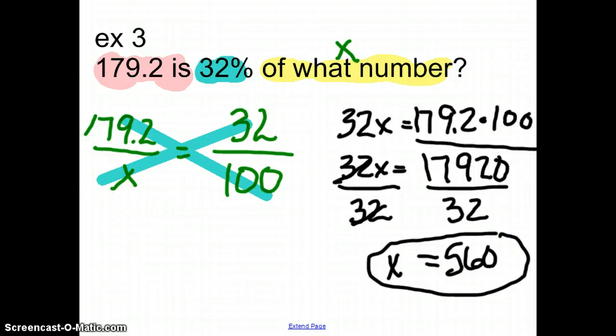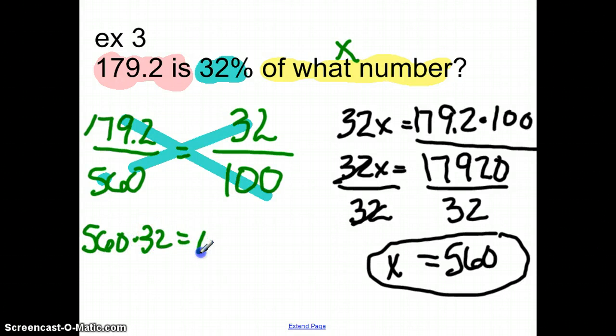Now again, if I went back here and took this X out and put 560 in there, I should be able to cross multiply and make sure they both equal each other. So that means 560 times 32 should equal 179.2 times 100. If that doesn't check out, you know you did something wrong here. Now, all of the problems that you're going to have are either going to have an is, an of, or a percent missing. So your job is to find the missing value.